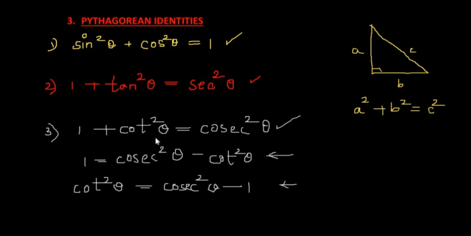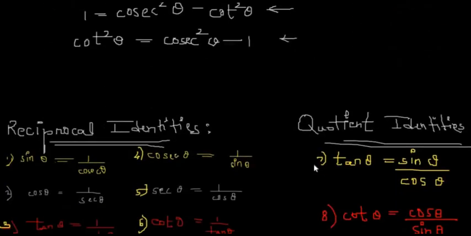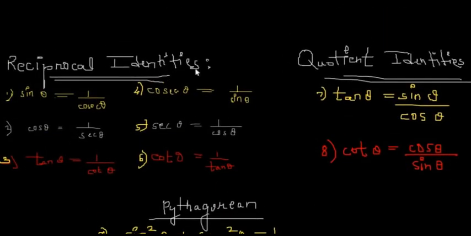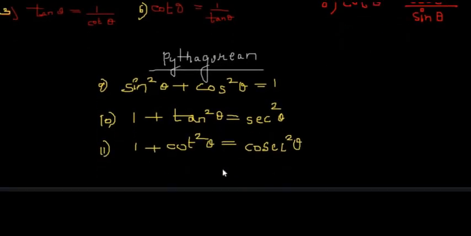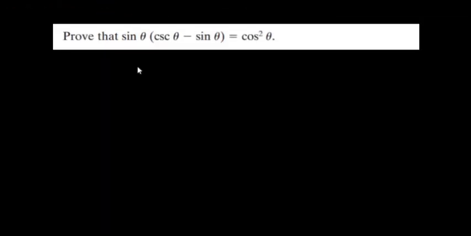So let us start quickly with solving the examples. I have written the identities again here for easy reference. These are reciprocal identities, these are quotient identities, and these are Pythagorean identities. So let us start with the first one.